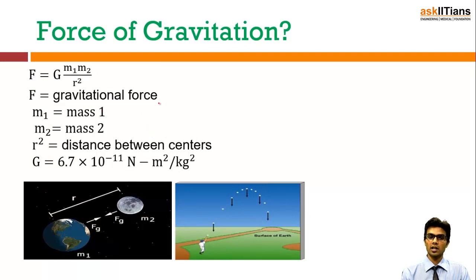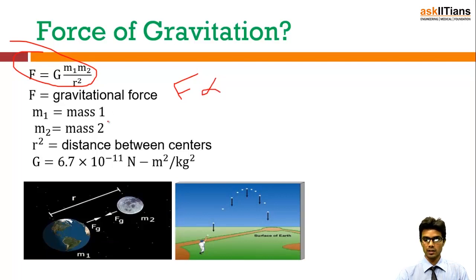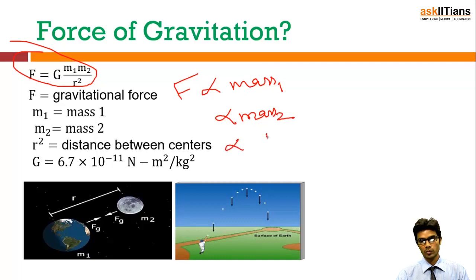Force of gravitation. Now I told you before, smaller particles have a smaller amount of force, and macroscopic objects have a higher, dominant amount of gravitation, because from here, force is directly proportional to mass 1, directly proportional to mass 2, and inversely proportional to the distance between them.